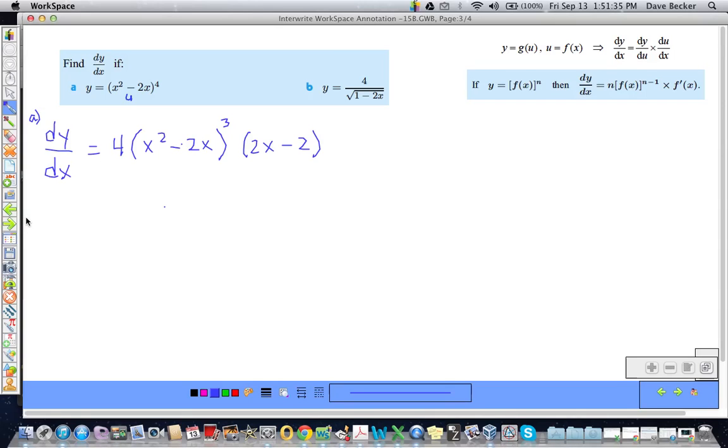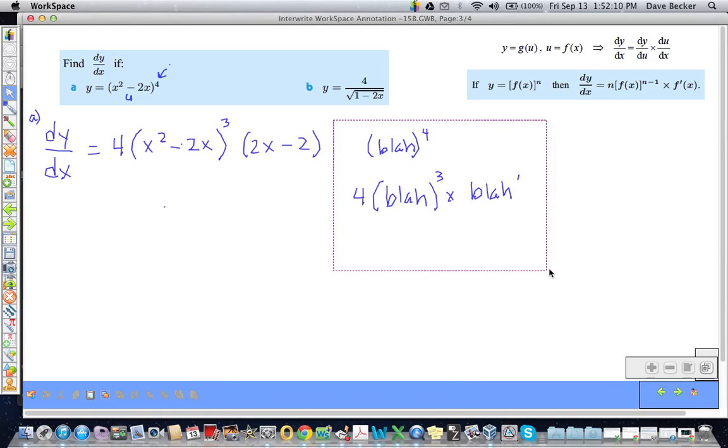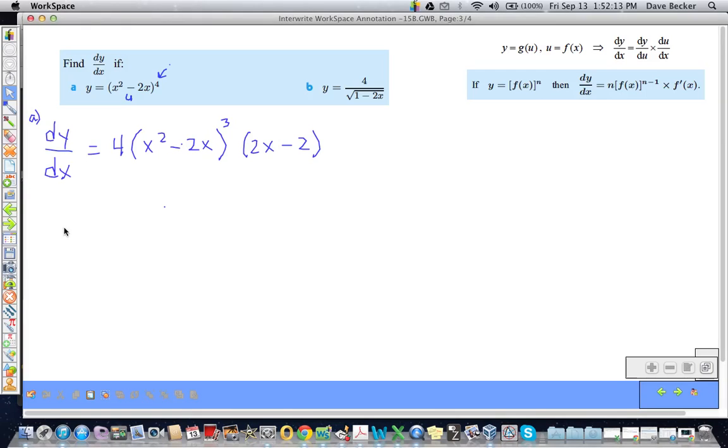Okay? I like to think of it as the derivative of the outside, where the outside is the function on the outside of the parentheses. Yes, the blah to the fourth power. Well, if I have blah to the fourth power, then the derivative is 4 blah to the third, times the derivative of blah, and I'll just write that as blah primed. Okay, so that's a way that I have thought about it that just makes it a lot easier in my mind. The derivative of the outside times the derivative of the inside.